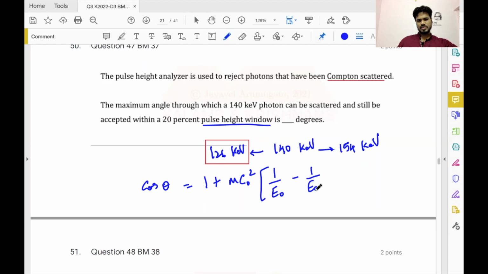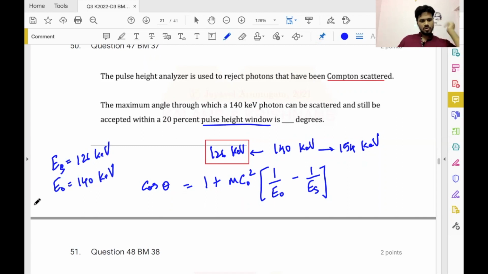E naught by E scatter. Remember, this can save you tons of time if you deal with it this way. We know E scatter is 126 kilo electron volts, and E naught, the actual value, is 140 kilo electron volts.